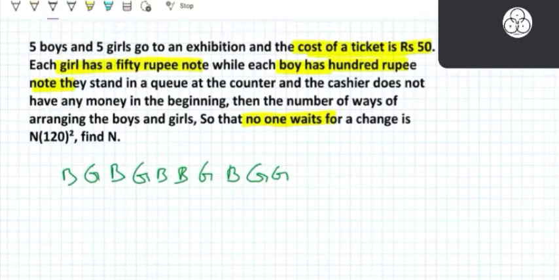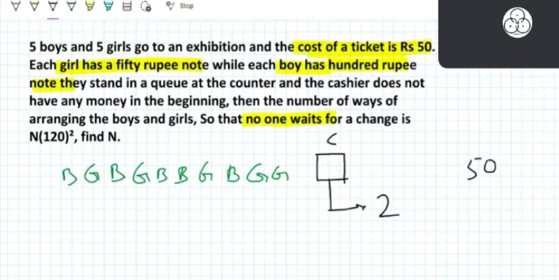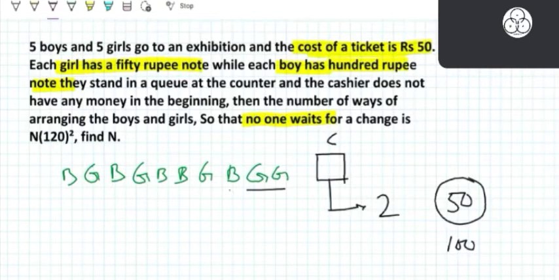This is the cashier. How much money is the cashier having? This is a 50 rupee note, and this is a 100 rupee note. Two girls, so 2 50 rupee notes are available. Now one boy needs how much? One boy is having 100 rupees, and how much change does he need to buy a ticket? 150 rupees.